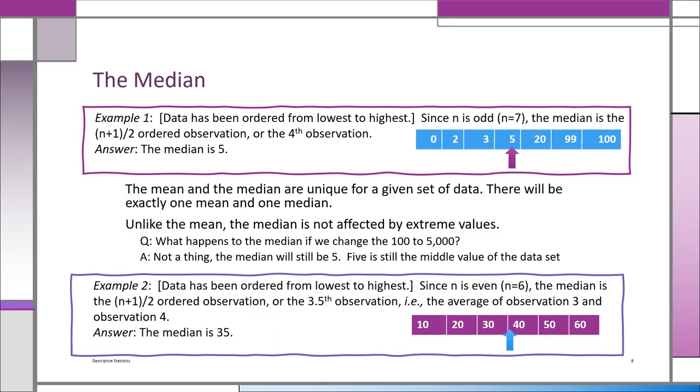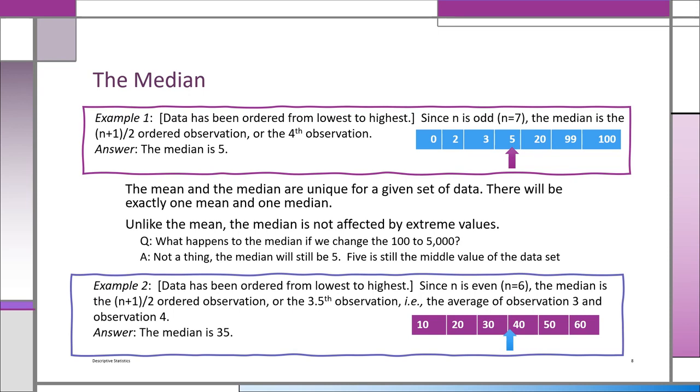Now let's look at example 2. Okay, here we have n of 6. There are 6 values there: 10, 20, 30, 40, 50, 60. Now what you've got to do, you have two middles in effect in the data set. So you take the average of the 30 and the 40, the two middles: 30 plus 40 over 2. And now the median is 35.